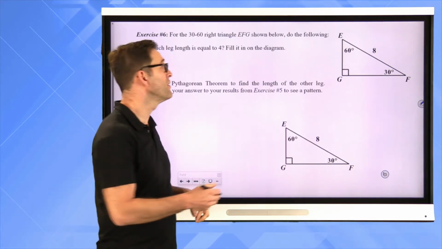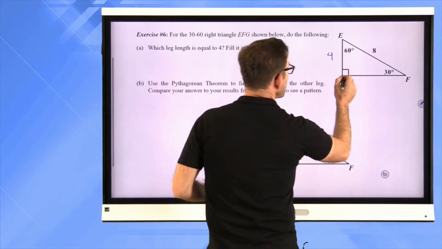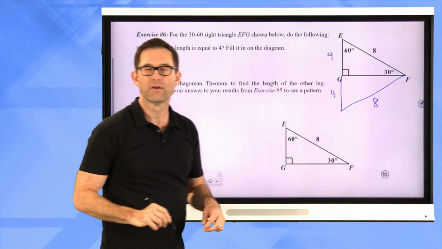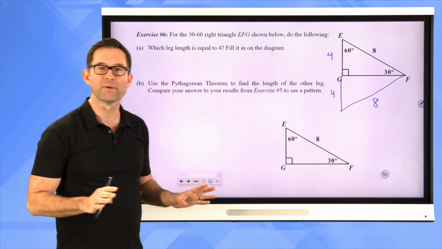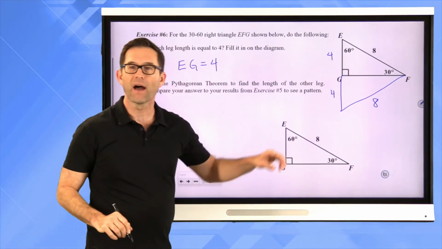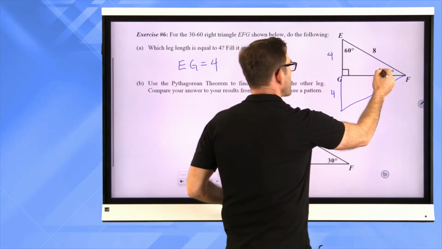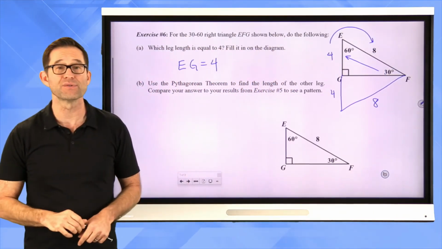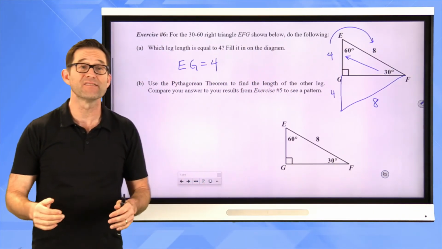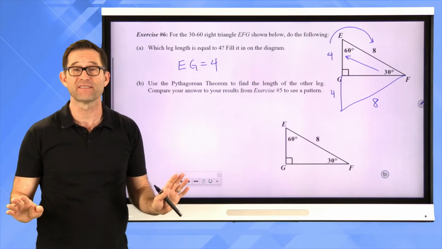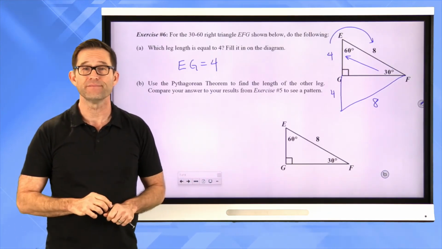All right, well, the length that's going to be 4 is going to be right here, right? And again, the reason for that is that the equilateral triangle is right here. So the side length that is opposite, in fact, I'm going to just say EG is equal to 4. The side length that is opposite the 30-degree angle will always be 1/2 of the hypotenuse, always. And that is simply because it is half of that equilateral triangle side length. That's it.